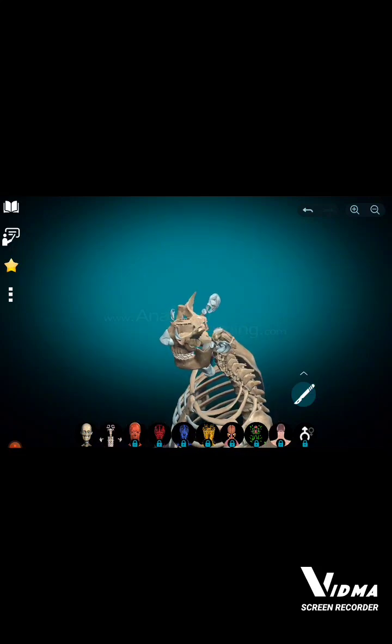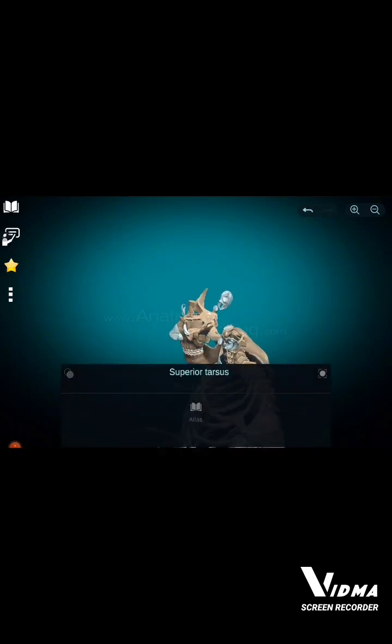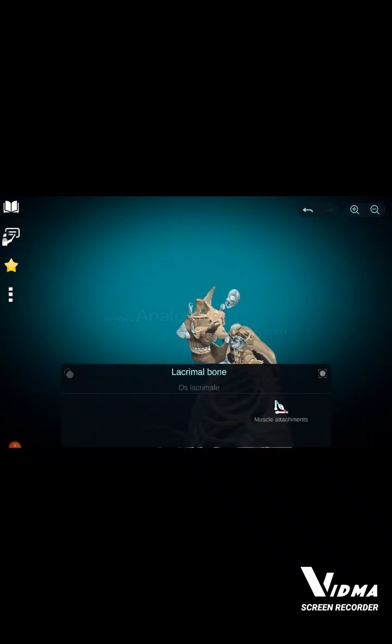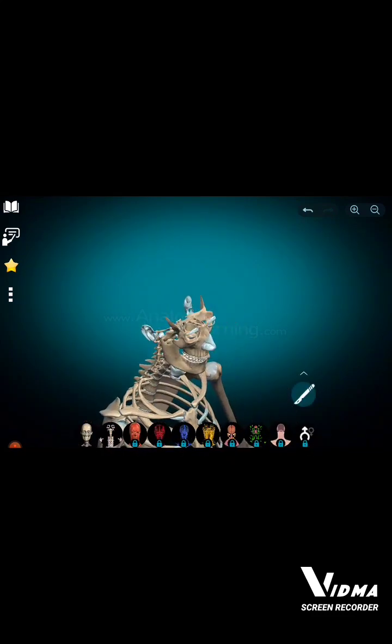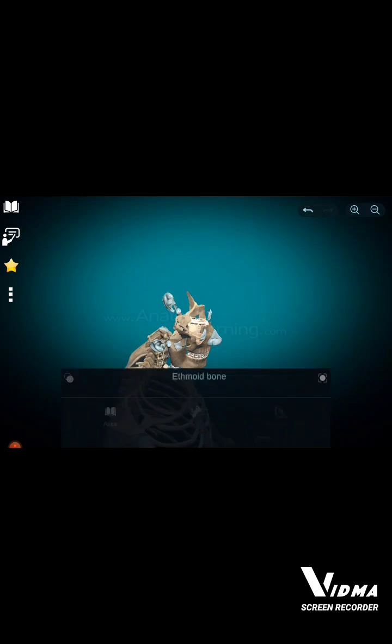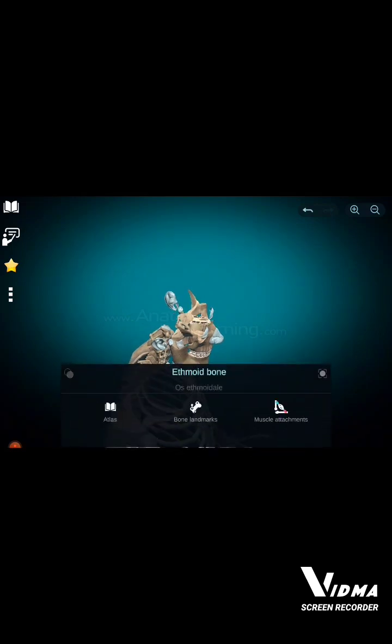And the ethmoid bone we will see. See here, this is the ethmoid bone. So the location of the ethmoid bone you can see clearly here. Ethmoid bone. This is the ethmoid bone.